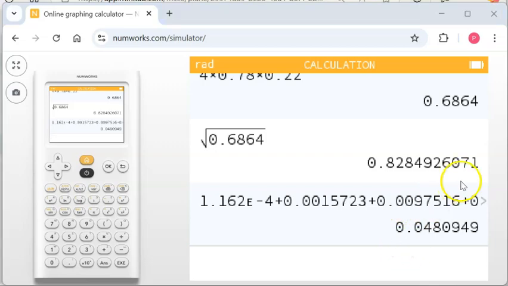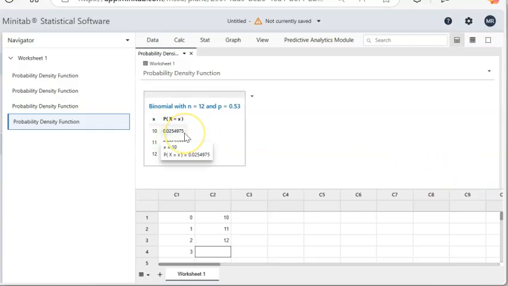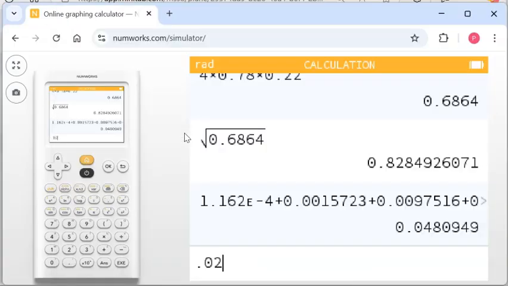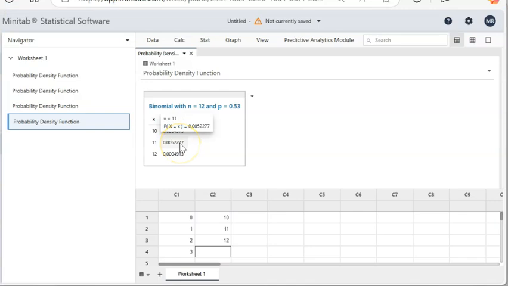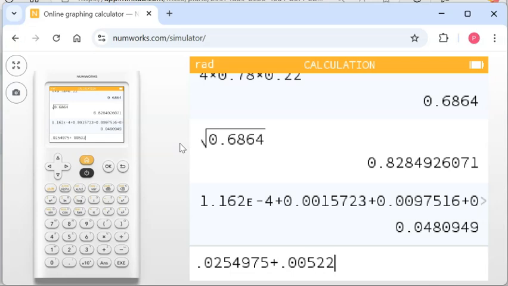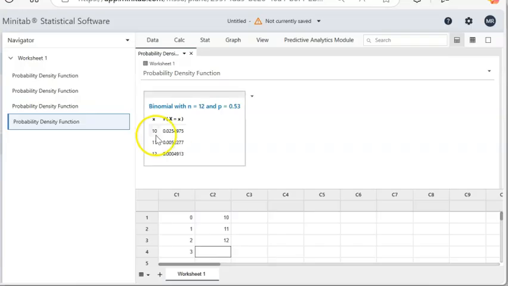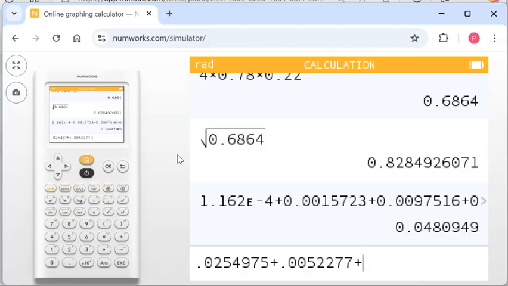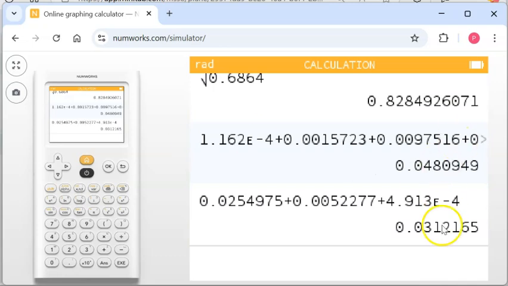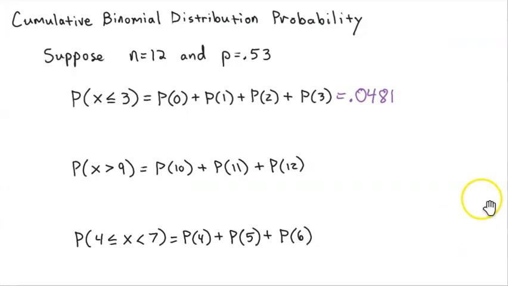So we're going to go to our calculator, and we're going to add these up. So here we have 0.0254975 plus, then we have 0.0052277 plus one more, 0.0004913. When we press enter, we get 0.0312.